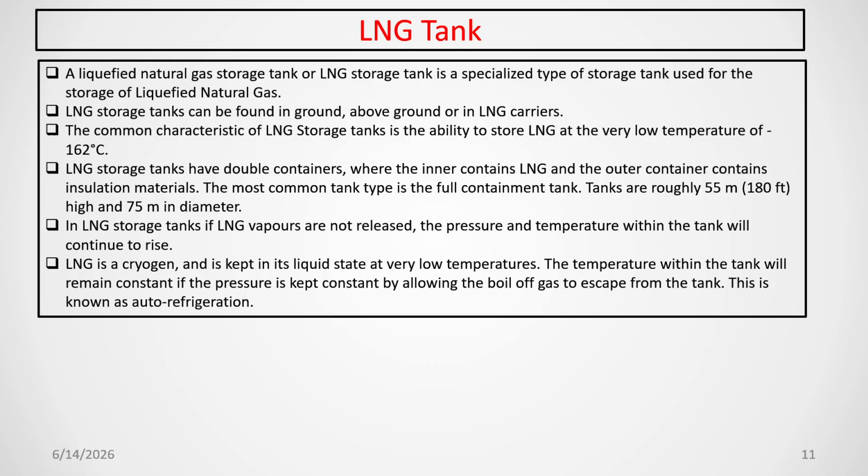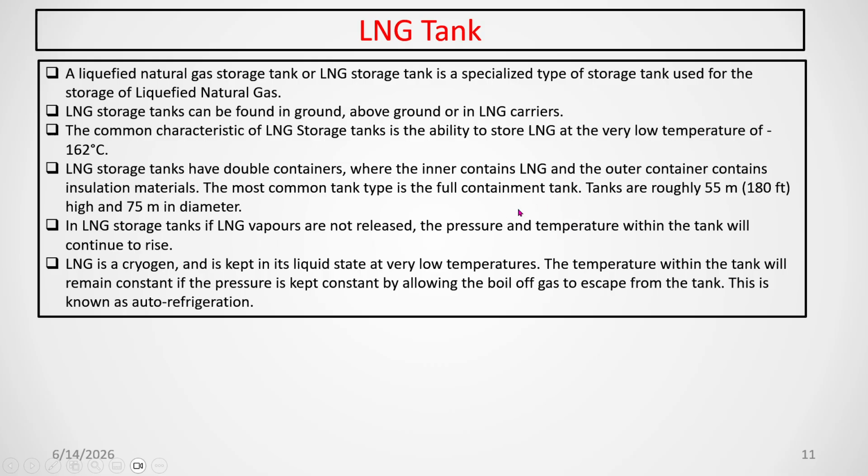And LNG tanks are the tanks used in the industry to store liquid natural gas. They can be installed in the ground, on the railway, or in a ship also. It is particularly made of two tanks. The inner tank is subject to the liquid natural gas. Its temperature will be around minus 162 degrees centigrade. Inside and outside, there will be a tank.